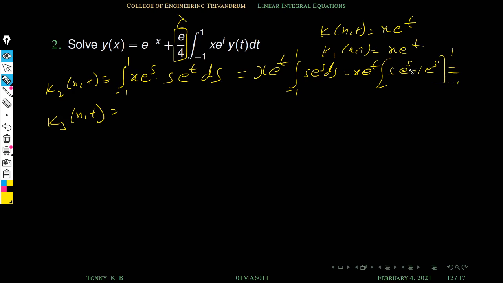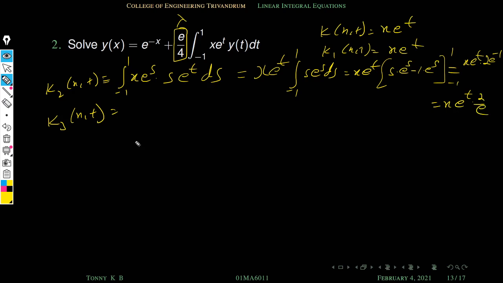Simplify: when s equal to 1, this term is 0, right? Minus, when s equal to minus 1, this is minus e raised to minus 1 minus e raised to minus 1, that is minus 2 times e raised to minus 1, and there is one more minus, so that becomes plus 2. So this becomes x e raised to t into 2 e raised to minus 1. Clear? 2 e raised to minus 1, that is x e raised to t into 2 by e.